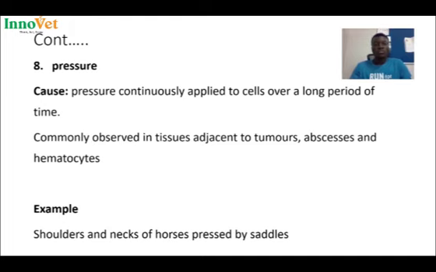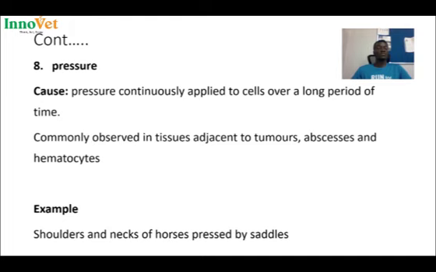So this is commonly observed in tissues that are adjacent to tumors, abscesses, and hematomas. Of course, tumors, and basically here we shall be looking at the benign tumors, those ones that keep on enlarging. As they enlarge, they will be pressing against other organs or cells. In so doing, the cells within these tissues will shrink, and that will cause atrophy.